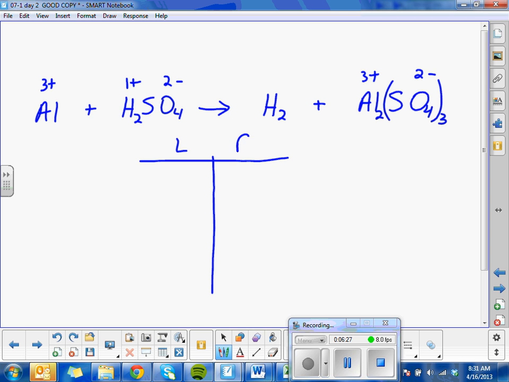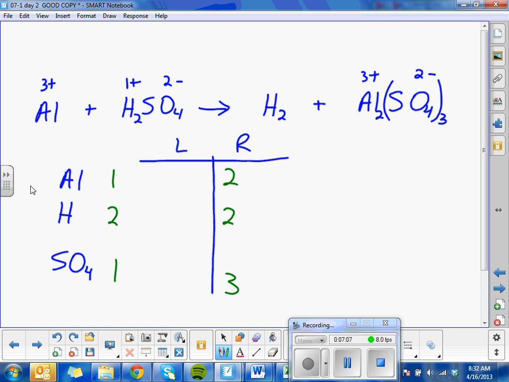Now we make our T-chart, left side, right side. Ions we have aluminum, we have hydrogen, and we don't put H2, we just leave it as H. And we do have the ion sulfate, SO4, and we have it on both sides, so we are able to leave that as SO4. We do not have to split it up into sulfur and oxygen. Aluminum on the left side, we have 1, hydrogen we have 2, and SO4, be careful, we only have 1 of them, not 4. On the right side, hydrogen, we have 2, aluminum, we have 2, and sulfate, we have 3. So now let's move on to balance it.